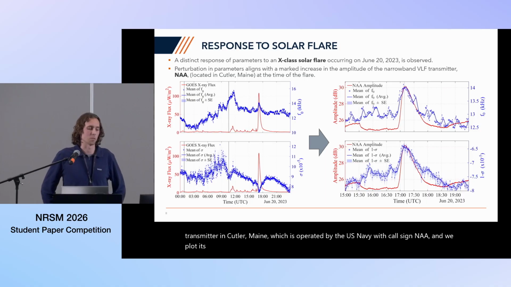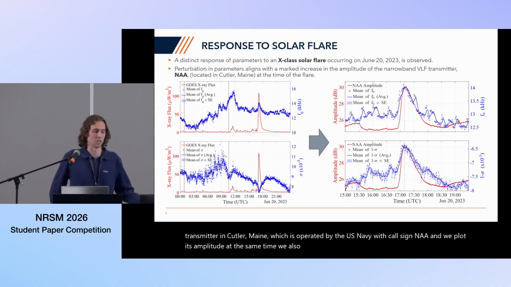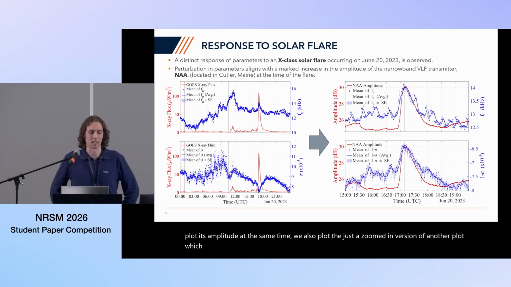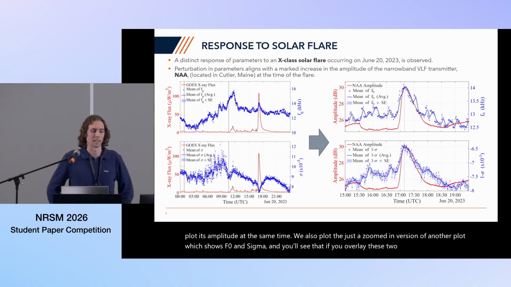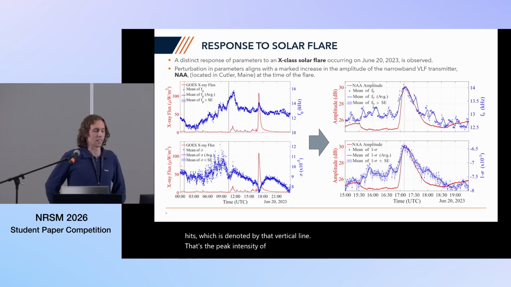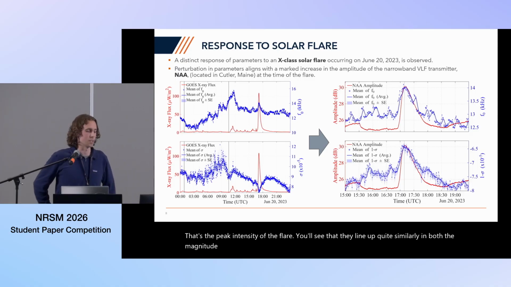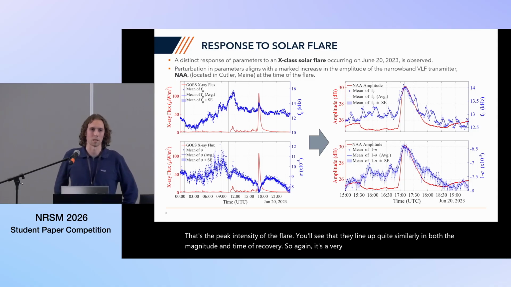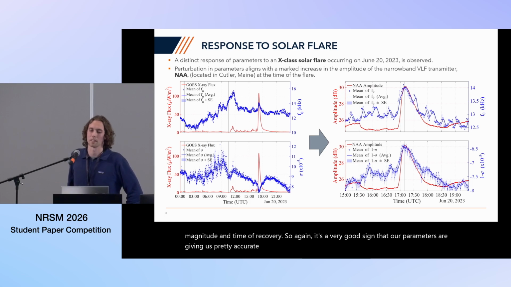At the same time, we also plot a zoomed-in version of that other plot, which shows F0 and sigma. And you'll see that if you overlay these two plots right as the flare hits, which is denoted by that vertical line, that's the peak intensity of the flare, you'll see that they line up quite similarly in both magnitude and time of recovery. So again, it's a very good sign that our parameters are giving us pretty accurate information about what's happening in the D region.